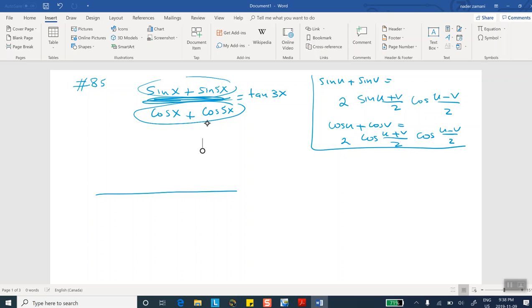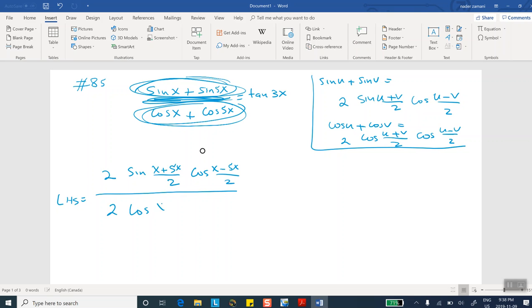So if we apply this to the numerator, it's going to be 2 sine of (x plus 5x) over 2 times cosine of (x minus 5x) over 2. And this is your left hand side. And then the denominator, you use the second formula, is going to be 2 cosine of (x plus 5x) over 2 times cosine of (x minus 5x) over 2.